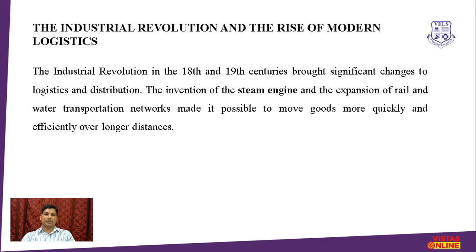The Industrial Revolution and the rise of modern logistics. The Industrial Revolution in the 18th and 19th centuries brought significant changes to the logistics system, especially the steam engine, which was invented by James Watt. Immediately, the expansion of rail and water transportation took place. I have already quoted an example, the drain theory, which was proposed and introduced by Dadabhai Naoroji.